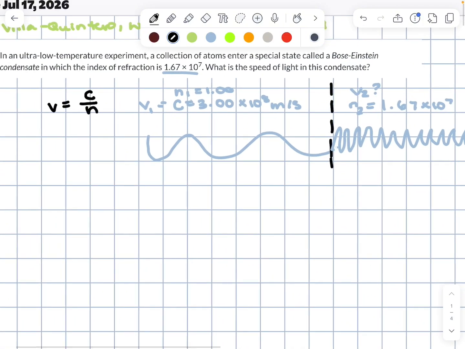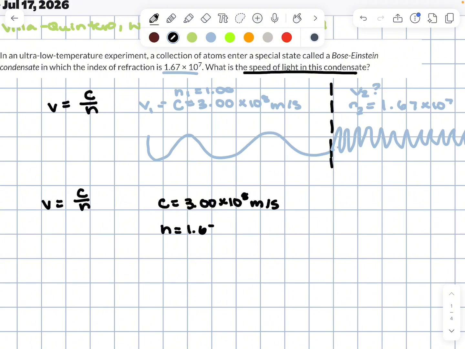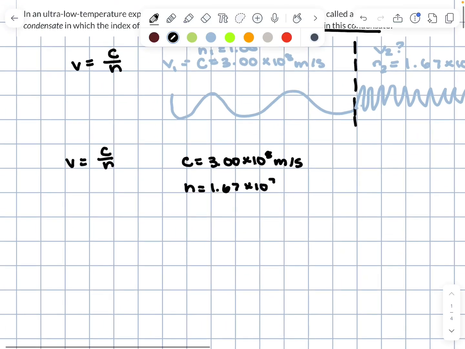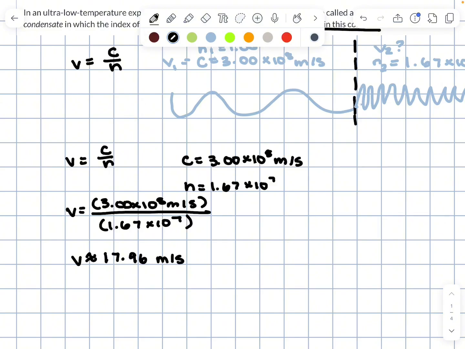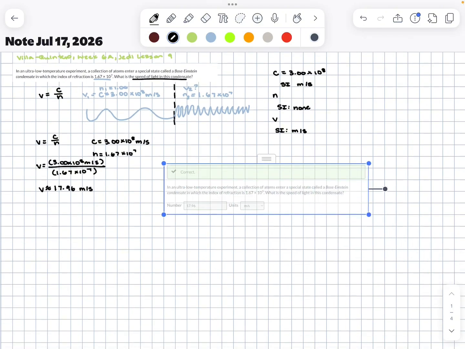Again, we're looking for the speed of light in this condensate. So we can do v equals c over n. Our c is 3.00 times 10 to the 8th meters per second, and our n is 1.67 times 10 to the 7th. Perfect, and we can substitute those in. Once you plug that into your calculator, that should give us a value of around 17.96 meters per second. We can check that, and that checks out.